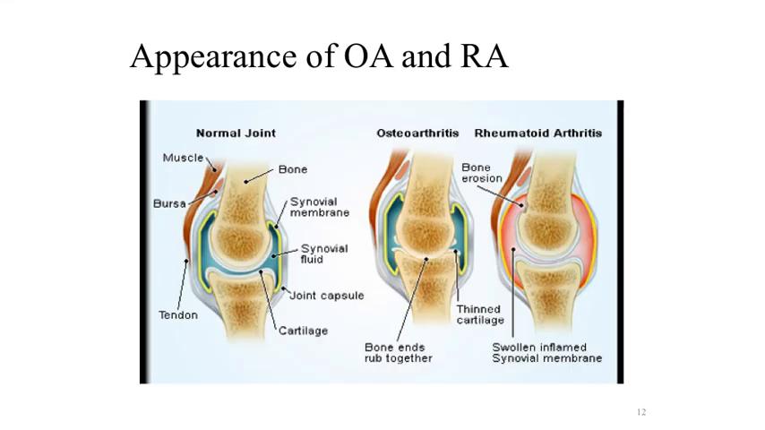The graphic on this slide depicts visual differences between OA and RA. In OA, you will see thinned cartilage and bone ends that rub together. In RA, typically the bone ends do not rub together and the cartilage actually looks relatively normal. However, you will see things like bone erosion and significant swelling and inflammation of the synovial membrane.